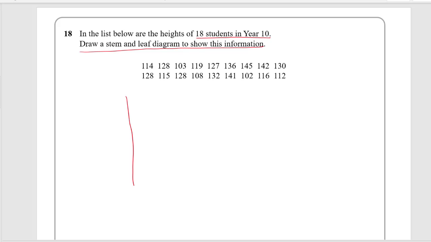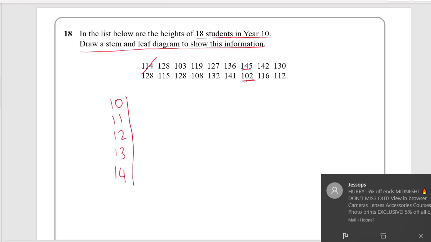When you draw a stem and leaf diagram, draw the line and look at the smallest number. The smallest number we can see is 102, and the biggest number is 145. Now we can see what it ranges from, small to big. So we can start from 102. It can be written as 1, 0, and then 2. Then 11, 12, 13, and the biggest number is 145, so we can stop here: 1, 4. Now list the numbers, crossing out one at a time.